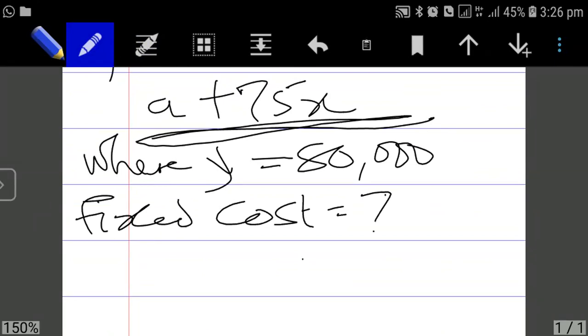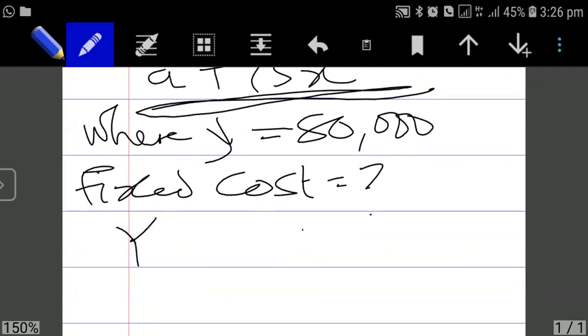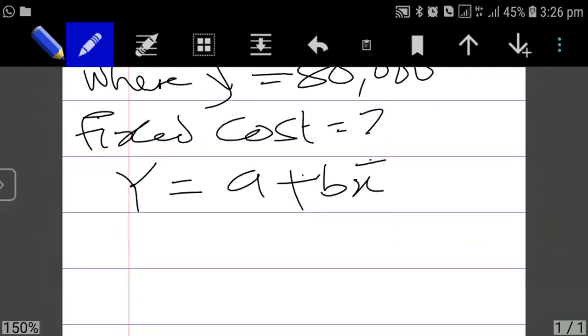Now, let us find the fixed cost that is unknown. In order to find the unknown fixed cost, don't worry yourself, just go back to your equation. Your equation gives you Y equals A plus B X bar, right? Fine. And your B has been known to be 75. This Y is now what? 80,000. A is unknown because it is fixed cost.